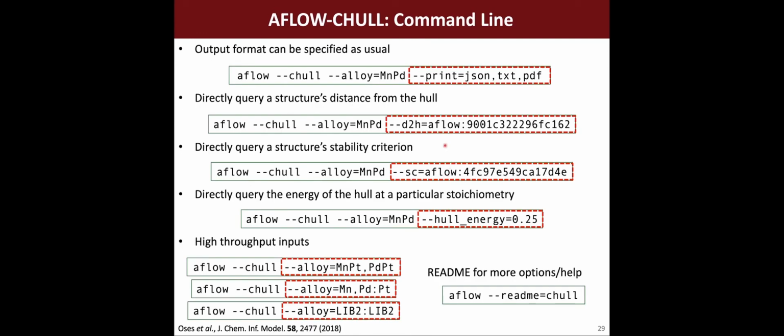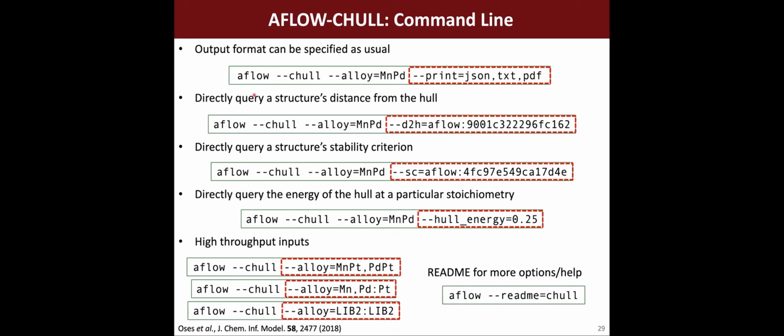Okay, so I just want to show you that you can do this analysis from your laptop, and you're going to want to download the slides for this talk so you can copy and paste these commands. But you can do this analysis from your computer if you download the AFLOW binary. You can actually run the convex hull analysis using this command here. You run AFLOW, you tell it that you want the convex hull, you specify the alloy system. You can print it out in JSON, text, and PDF format. And there's a number of variants on this query.